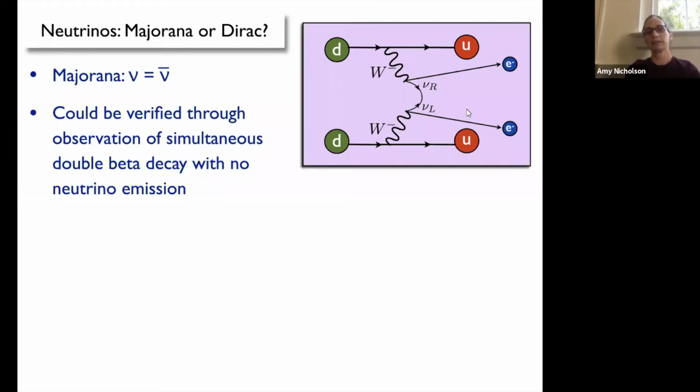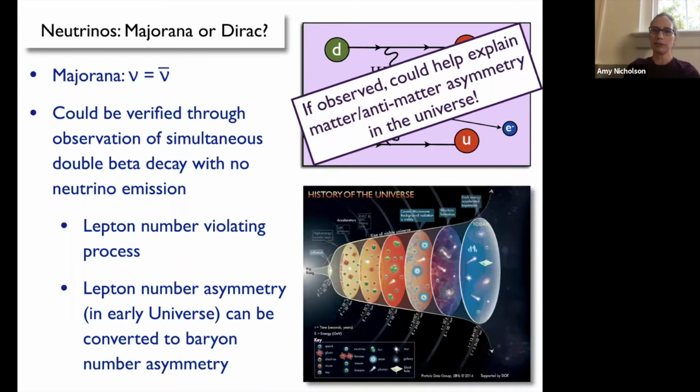In this case, you would have two electrons coming out, but no neutrinos coming out. And this is what's called a lepton number violating process. Lepton number counts the number of leptons minus the number of antileptons. Because we started with no leptons, we just had two down quarks, and we ended with two electrons, we have changed the number of leptons in our system. And lepton number is a very important symmetry of the standard model. It is broken, but at a very small degree.